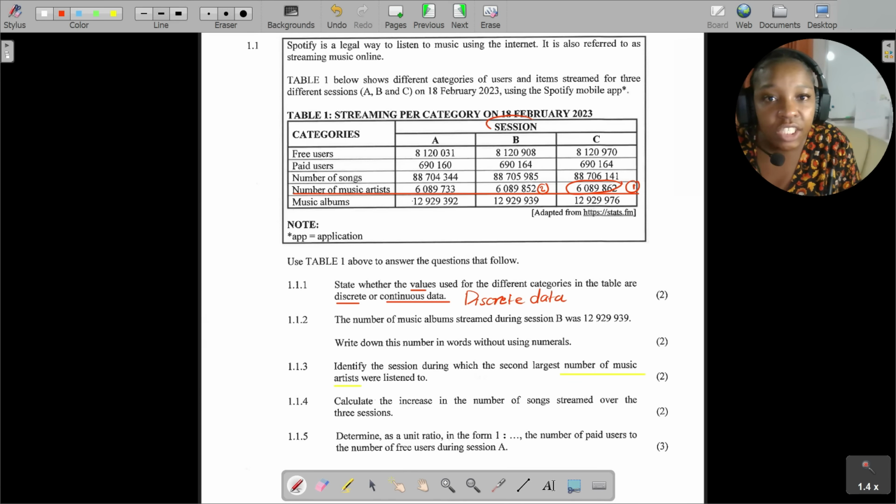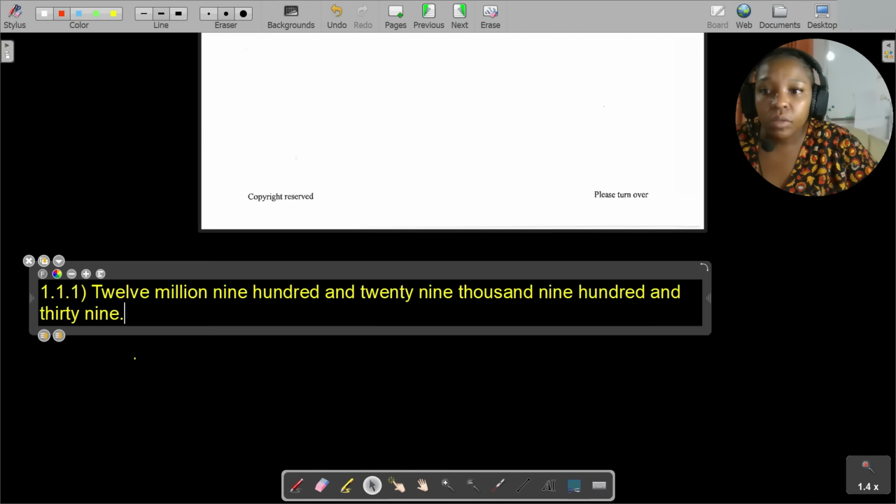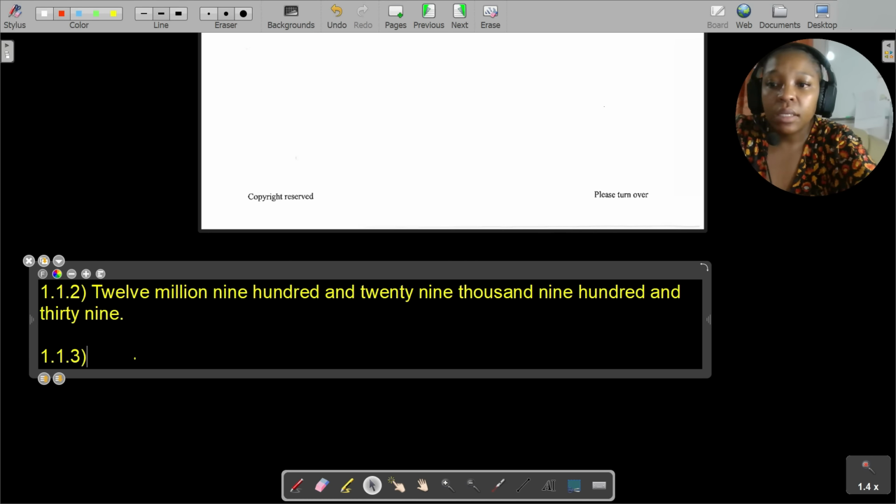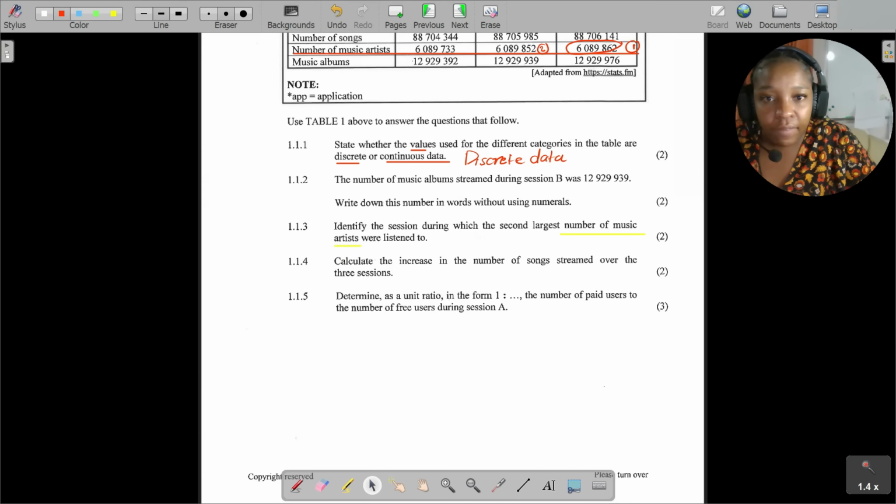What is that session? That session is B. Don't give the number. They ask for the session. Okay, so that session there is just B. So this is actually question 1.1.2. Okay, this is question 1.1.3. Okay, we said the session is B, right? Now let's have a look at the next one.